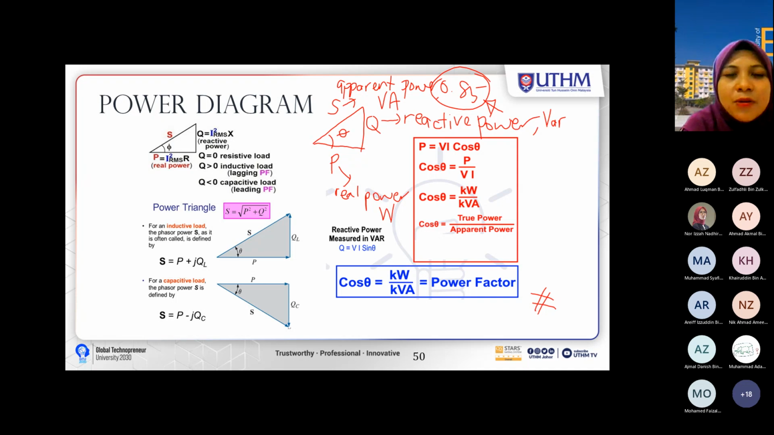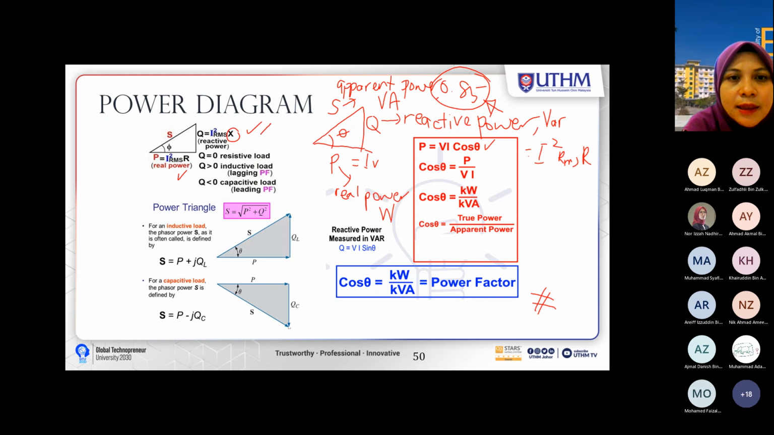So ini budak-budak power mesti tahulah. So P, Q dengan S kan. Untuk P ada dua: P sama dengan IV cos theta, ataupun kalau tak ada theta, P sama dengan I squared RMS kali dengan R. And then kalau Q, I squared RMS X. Okay, sebab dia ada dua.